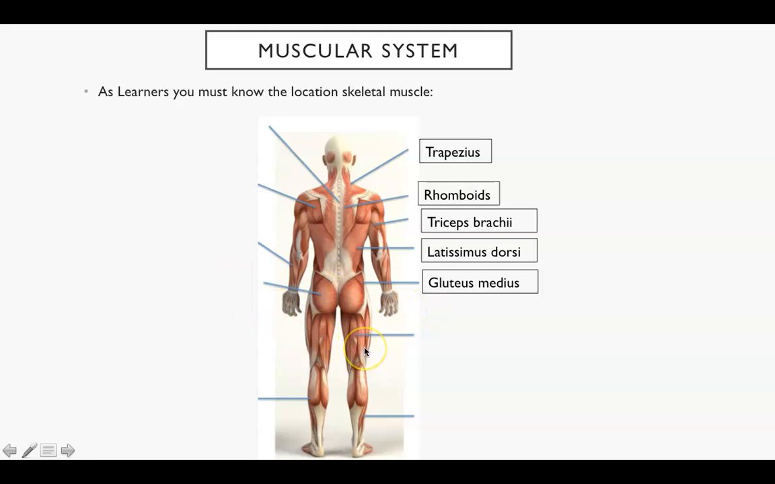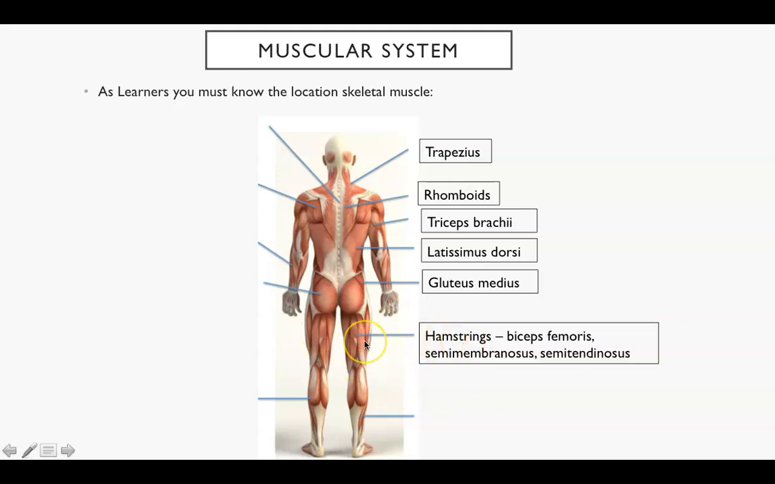So, similar to the quadriceps, it's no longer GCSE, so we need to know the three actual muscles. So the hamstrings here are made up of three muscles. We've got the biceps femoris, semimembranosus, and semitendinosus. So these three muscles here make up our hamstrings. And we need to know biceps femoris, semitendinosus, and semimembranosus is here.